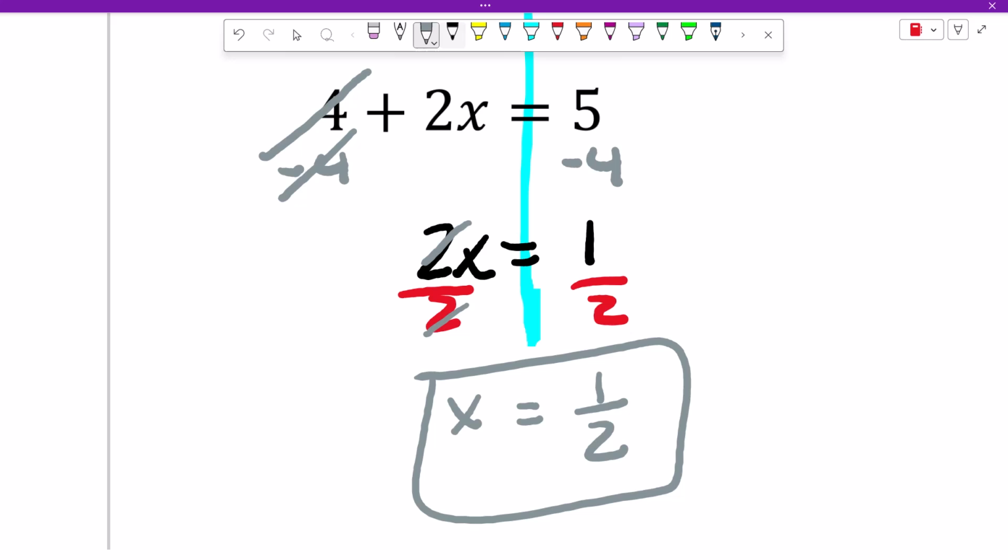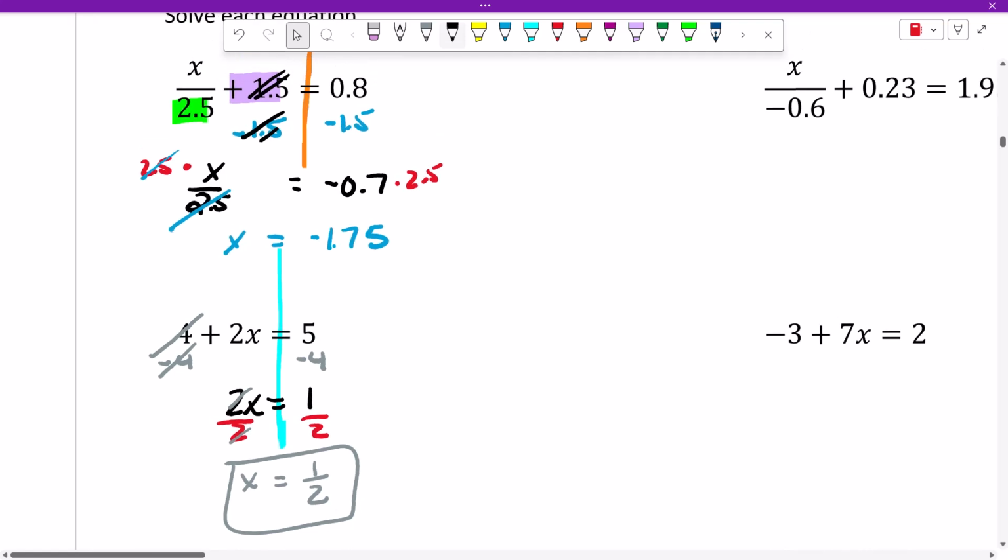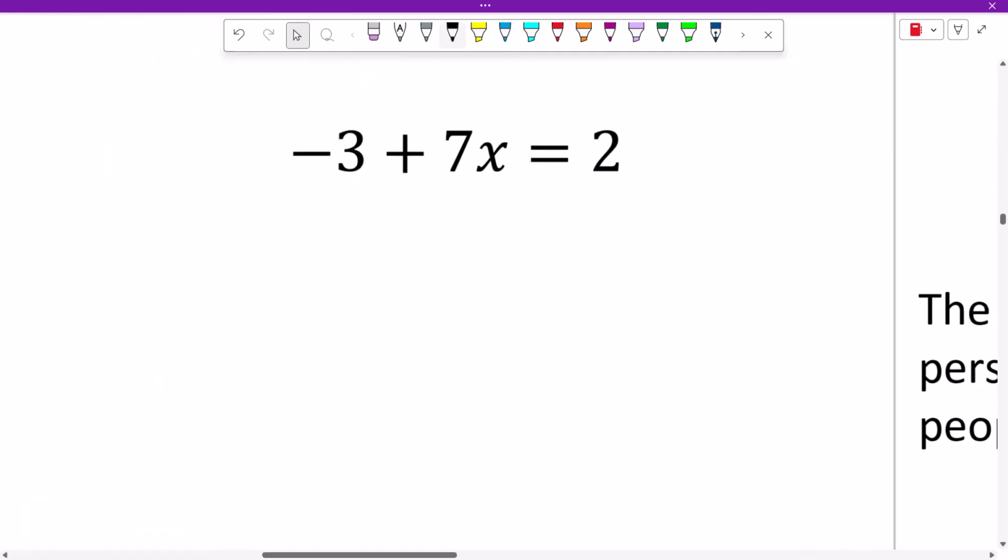That's it. Okay. Let's do this one. Split at the equal sign. Cover up the side that doesn't have the letter. Do you get rid of the 3 or do you get rid of the 7 first? 3, yeah. Right? How do we get rid of that 3?